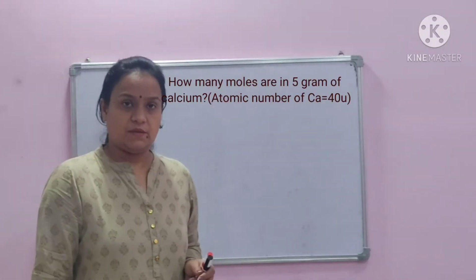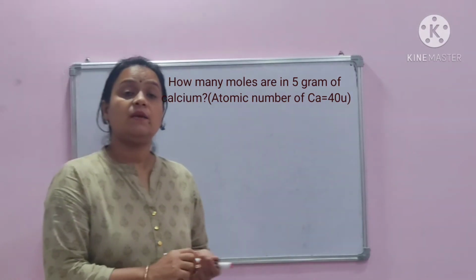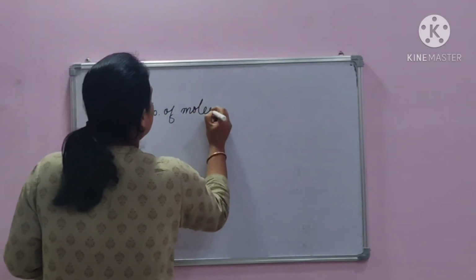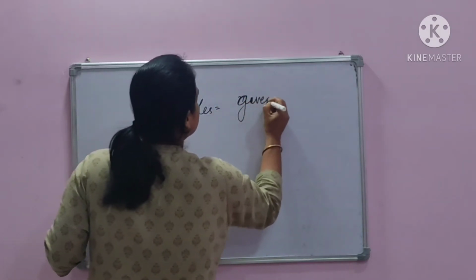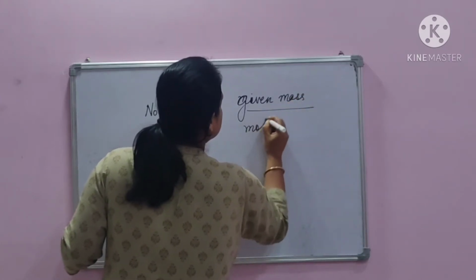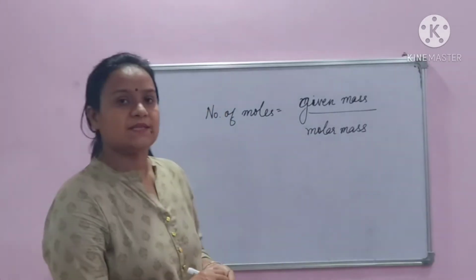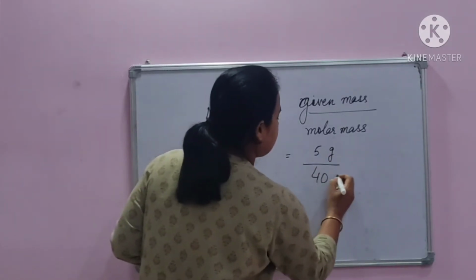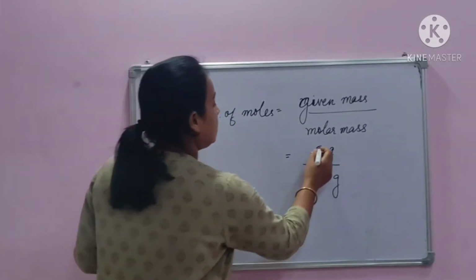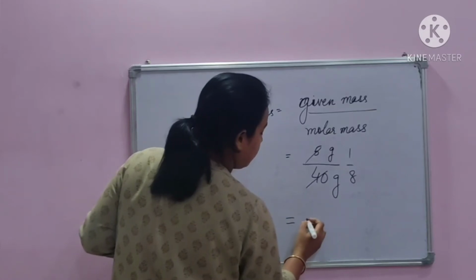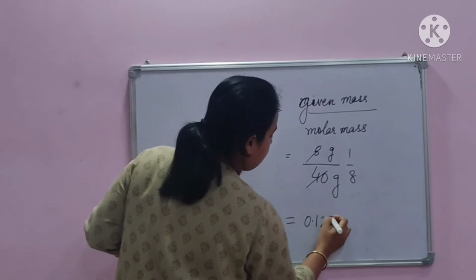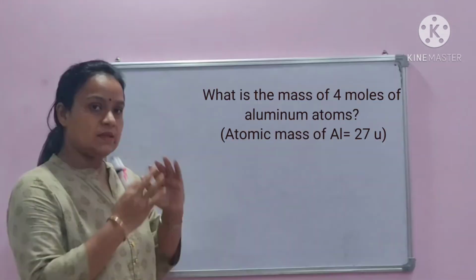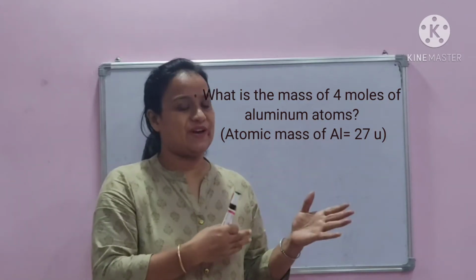Now look at this question. Let us try to solve this. Here you have been asked to find the number of moles of calcium. So we know that number of moles is equal to given mass divided by molar mass. Here, as you can see, the given mass is 5 gram and we know the molar mass is 40 gram. Calcium atomic mass is 40, so in gram it is 40. So it will be 1 by 8. Now if you divide it, it comes to be 0.125. So number of moles in 5 gram of calcium is 0.125.